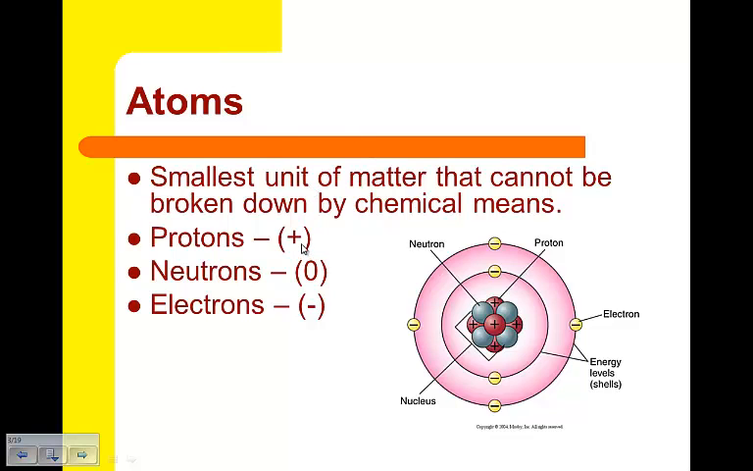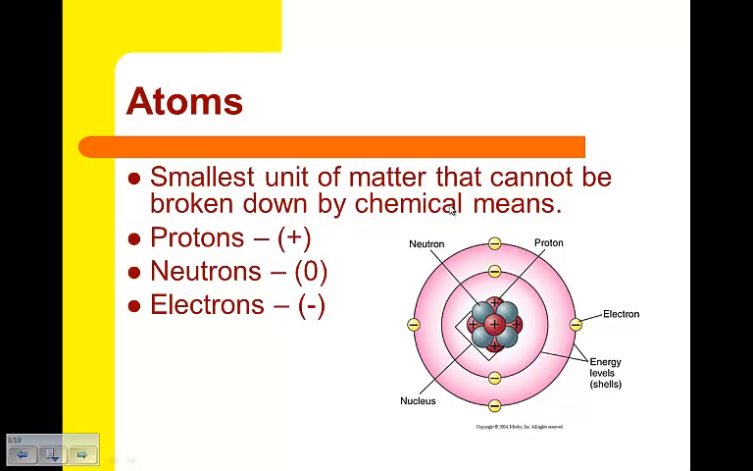Protons have a positive charge. That's an easy way to remember it. Protons, positive, they both begin with the P. Neutrons are neutral. They have no charge. They both begin with an N. And the electrons have a negative charge, and there's really no other way to remember it except to remember it.